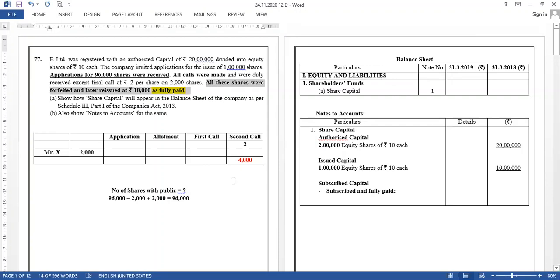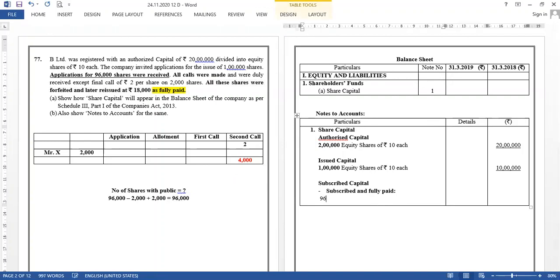Sir, fully paid up. Okay, so yes, that's right. So let me write this. 96,000 equity shares of rupees 10 each, right? So this will come to 9,60,000. Okay. So this is the final amount. Let me write this over here, 9,60,000. Previous year amount is not given, so dash.